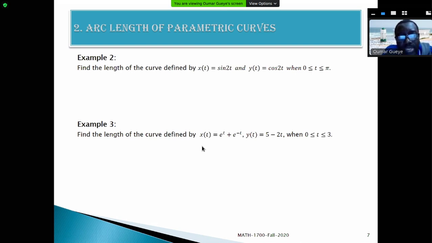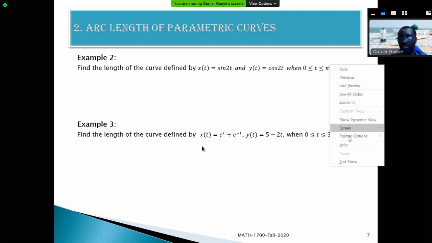So just keep in mind that t equal to 0 corresponds to a point, same for t equal to pi, because we've seen for each value of t we have a corresponding value of x and y, which is going to be the coordinate of the point. All right, so let's solve the first example.